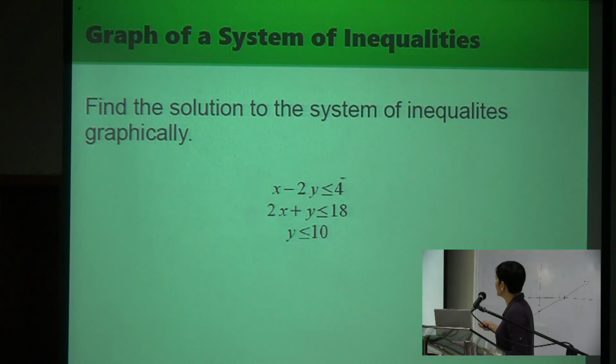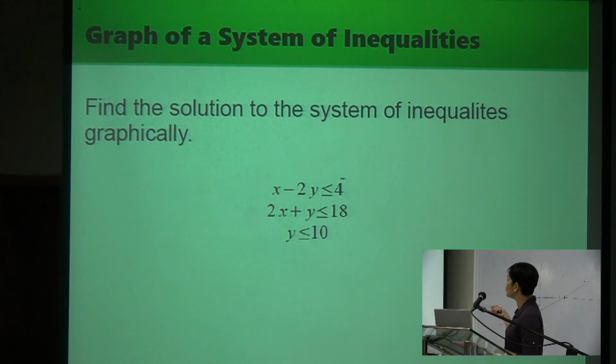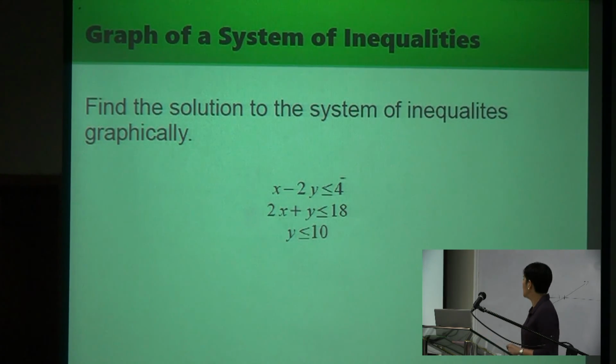Now, after that, I told them to find the solution to the system of inequalities graphically. So we already had the x minus 2y less than or equal to 4. They would just draw the 2x plus y less than or equal to 18 and y less than 10. So, using the board, I have to draw the line 2x plus y equals 18 first before drawing the region for 2x plus y less than or equal to 18. So for 2x plus y less than or equal to 18, the x-intercept is 9.